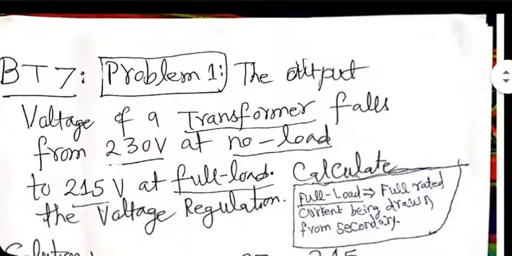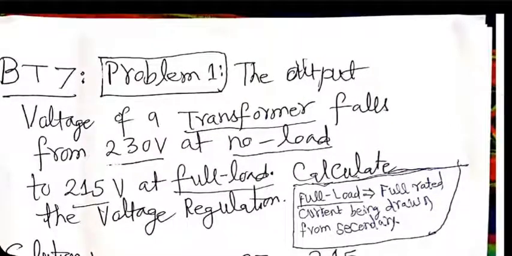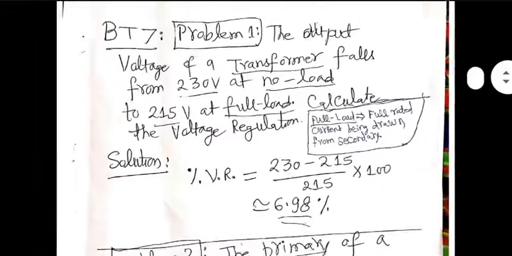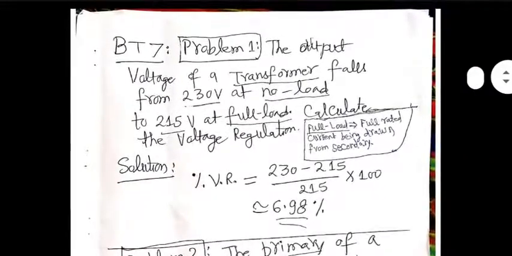Full load means full rated current is being drawn from the secondary side. That is what full load means in a transformer. Voltage regulation, I've told you the definition already: no load voltage minus full load voltage divided by full load voltage, and the entire thing multiplied by 100. Important thing is that in the denominator, you never put no load voltage, you put full load voltage. That is the way it is defined.